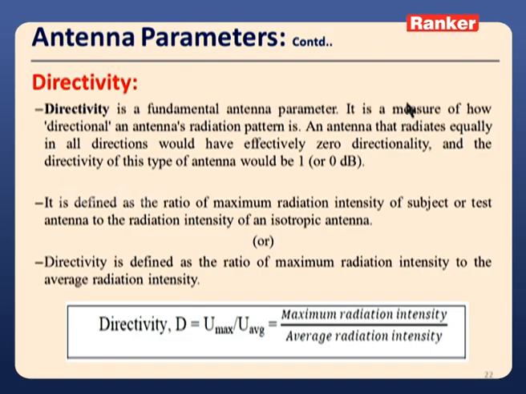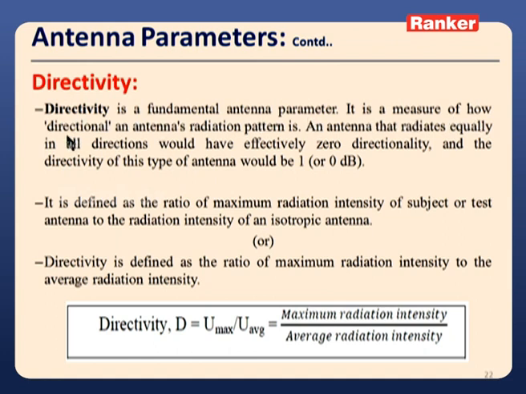In which direction the radiation is maximum, in which direction we are getting zero radiation, in which direction we are getting a very small radiation, and in which direction the maximum radiation will be, can be obtained using our directivity parameter. Clearly remember, directivity will not describe the efficiency of the antenna, it just describes in which direction it gives the maximum radiation. That's why directivity is a fundamental antenna parameter.